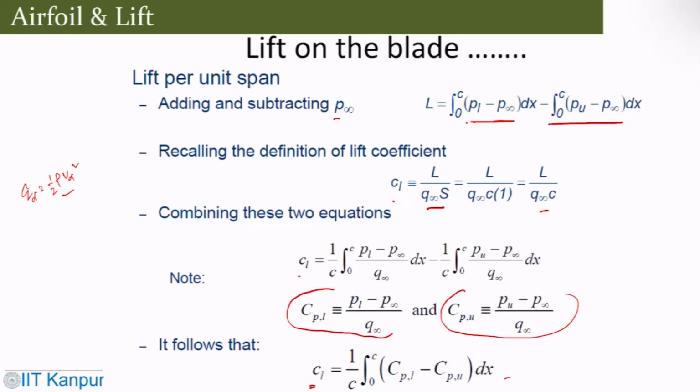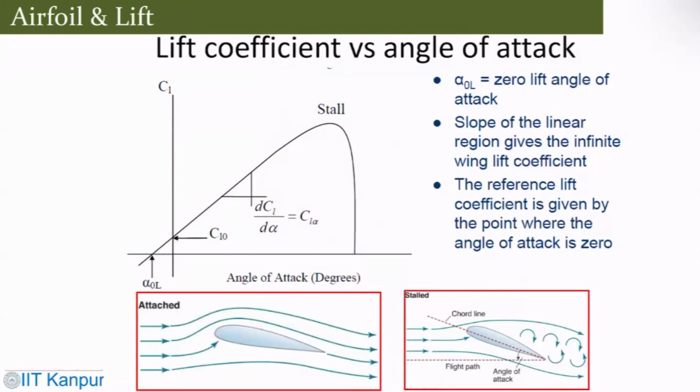So what you get is C_L as 1 by C times the difference of the upper and lower surface coefficients. If you look at the lift coefficient versus angle of attack, you have the zero lift angle of attack, which is alpha 0. The slope of the linear region gives the infinite wing lift coefficient. The reference lift coefficient is given at point 0. This is the case where flow remains attached, and this is where the flow gets separated. That is where it goes to the stalling point of the system.